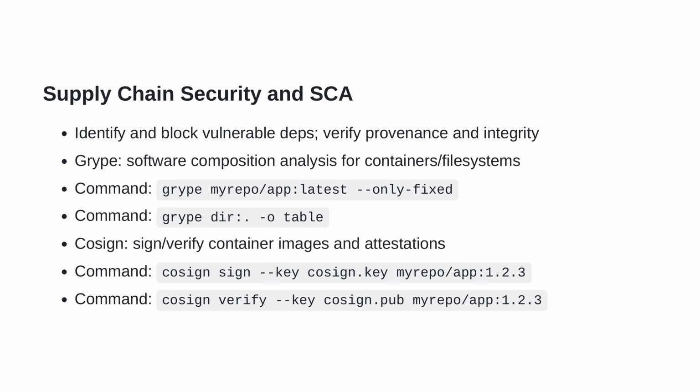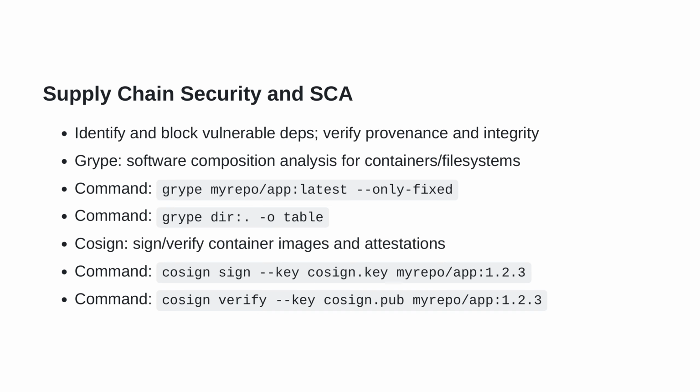For example, run grype myrepo/app:latest --only-fixed to report only issues that have available fixes, which helps prioritize what to patch. You can also scan a local directory or an extracted root file system with grype dir: -o table, and use structured output in CI to fail builds on high or critical findings. For provenance and integrity, use Cosign to sign and verify container images and attestations.